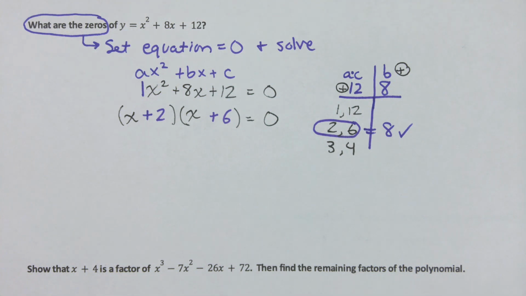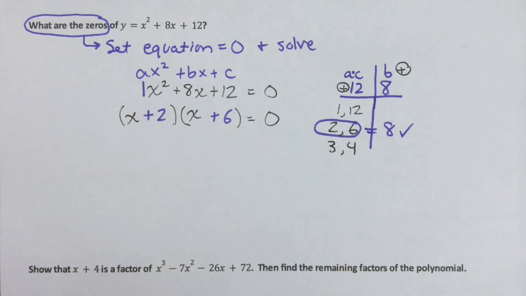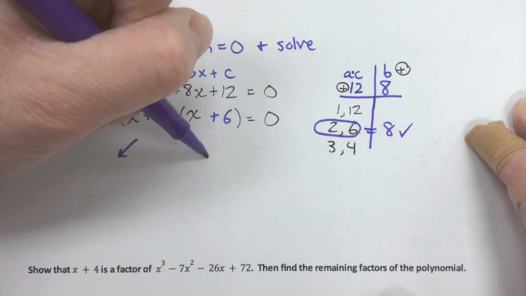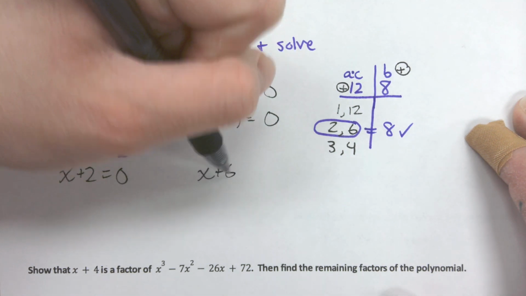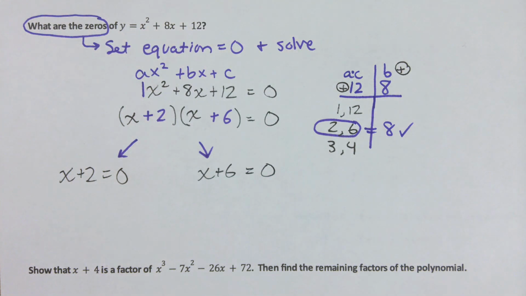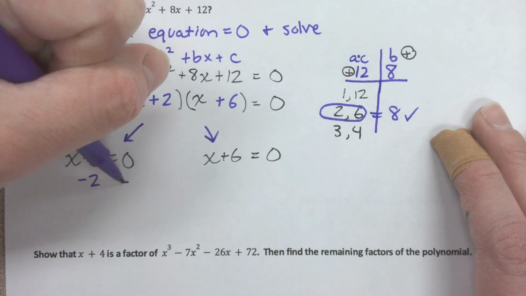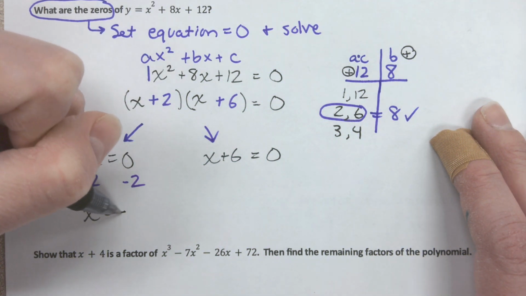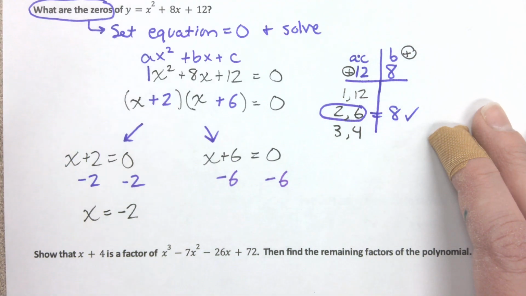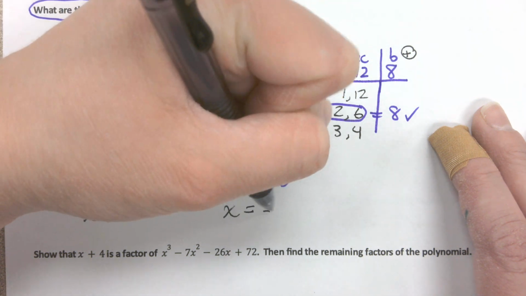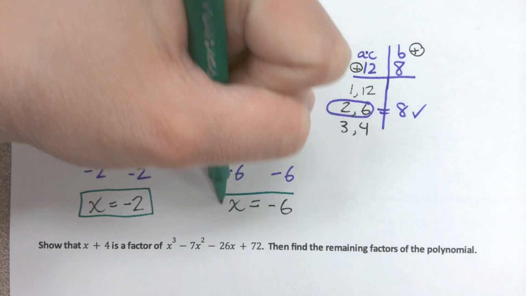That's the factoring portion. To solve from there, we can now set both of these equal to 0 in their own equations. So we're going to split them up. x plus 2 equals 0. x plus 6 equals 0. We'll solve both of these. I'm going to solve the left one first. Plus 2, so minus 2 on both sides. x is negative 2. Again, plus 6, so minus 6 on both sides. x is negative 6. And those are our answers. We're done.